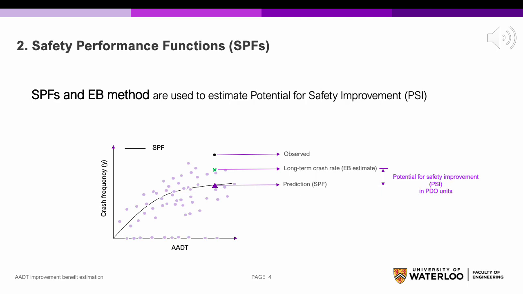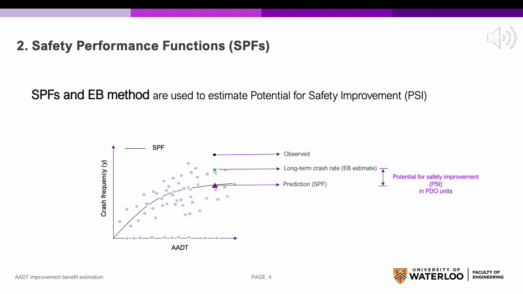SPF, or Safety Performance Function, is a predictive model that can estimate the frequency of crashes of a certain type as a function of roadway geometry and operational characteristics. In the given example, the black solid line can represent a fitted SPF to our data points.